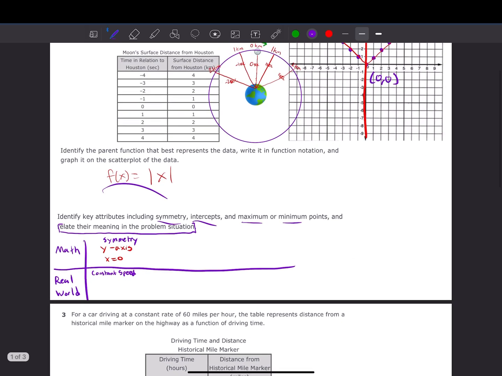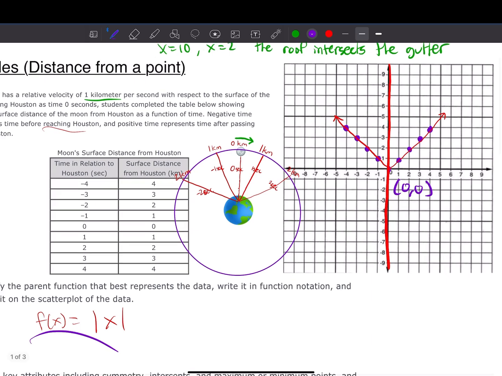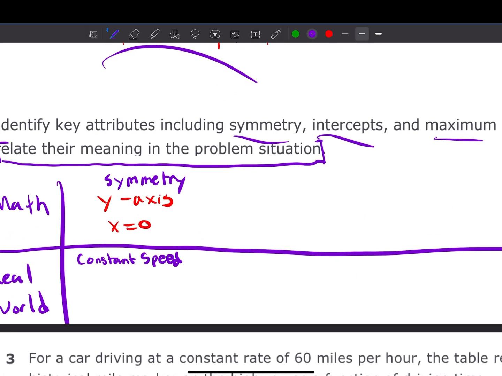Because if this did not look like an absolute value function, that would tell me the moon speeds up and slows down. And maybe it does in the real world, but at least in this scenario, we need to tell the NASA scientists the moon goes the same speed all the time. And that is what we could see from the symmetry. It's the same on both before and after. So not only is the moon going at constant speed, you could keep going.